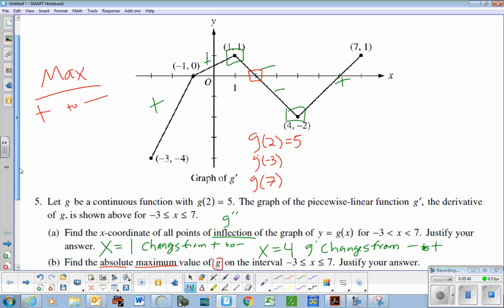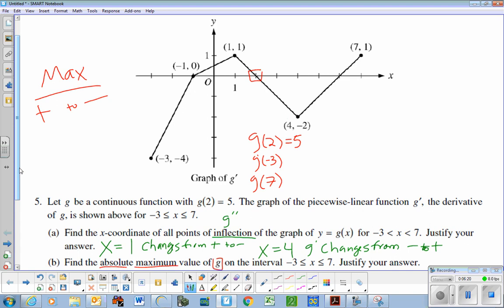So how do we find g of negative 3 and g of 7? Well, how do you get from g prime to g? You use integrals, antiderivatives to go backwards, right? Now, on a graph, the antiderivative is also equal to the area under the curve. So we're going to do g of negative 3 together, and then you can do g of 7 by yourself.